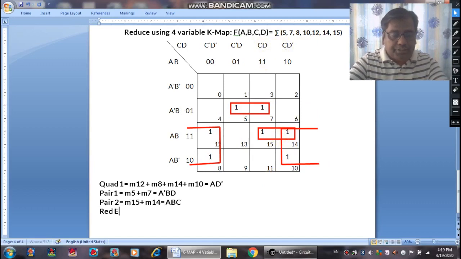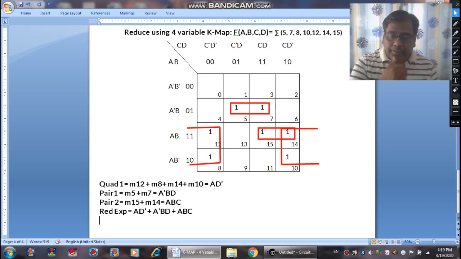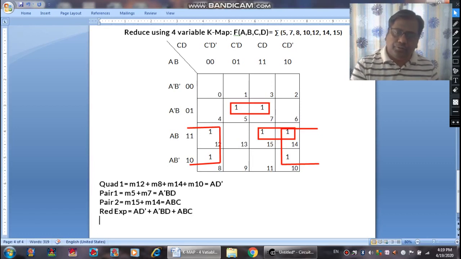Therefore the reduced expression for the answer will be A D complement plus A complement B D plus ABC. We have to draw the logic circuit diagram by using the basic gates AND, OR, NOT, and the answer is complete. This kind of question comes in the board exam for 5 marks for SOP and 5 marks for POS. We have discussed all the 4 questions that I have given in the previous assignment.